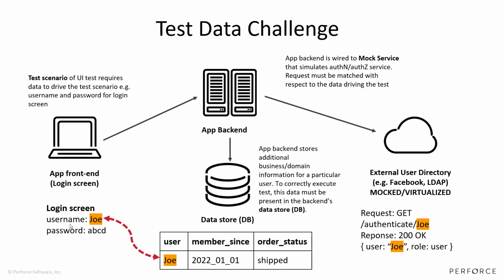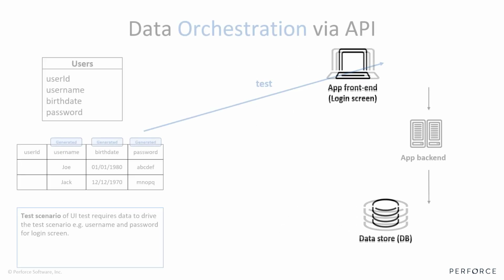Now we could generate Joe using our synthetic data generation rules, but we need to make sure that Joe also exists in multiple places inside the application, perhaps in databases, perhaps in mock services. And that's the challenge of keeping that consistency in our system under test.